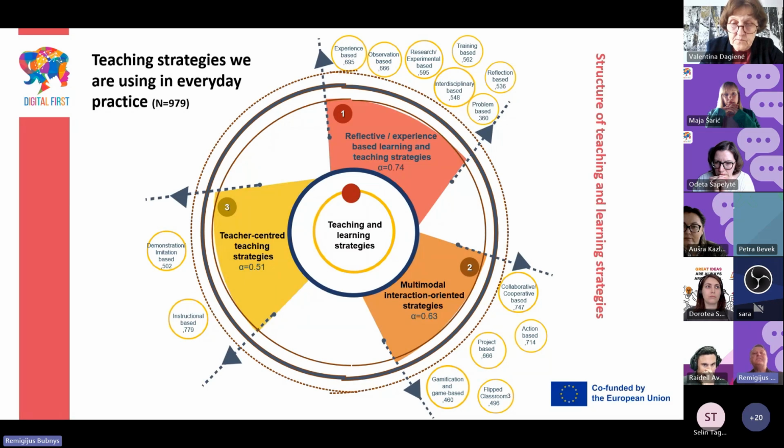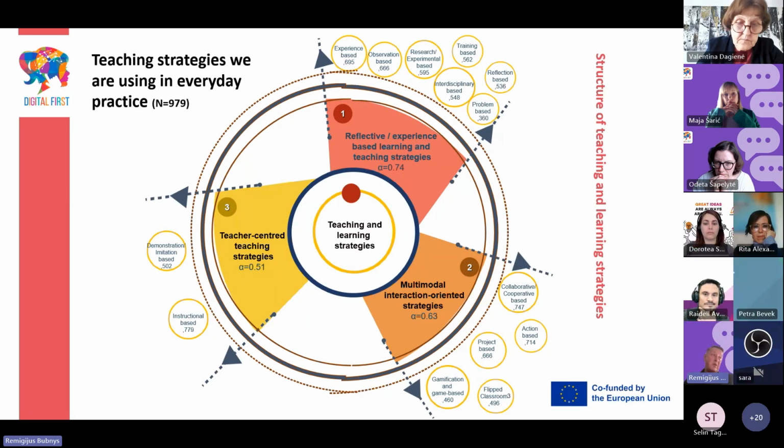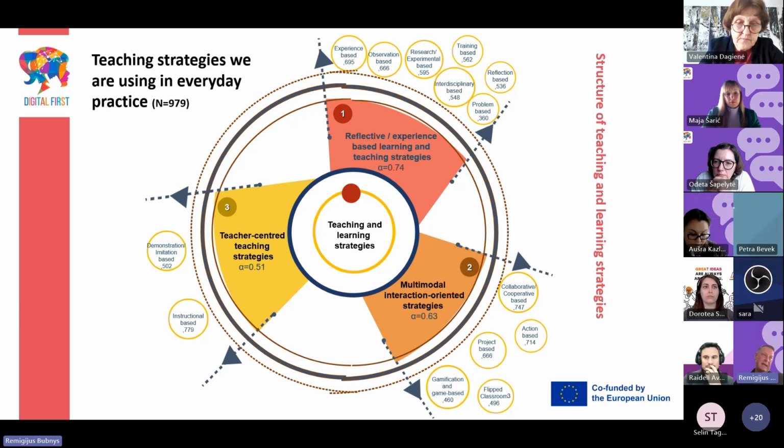In teaching, teacher-centered strategies are the most common. Meanwhile, multimodal and interactive strategies are used the least. This means that teachers rarely use different ways of presenting information and engaging students to better meet their individual learning needs. There is a tendency that teaching is not often based on the experiences of the learners.